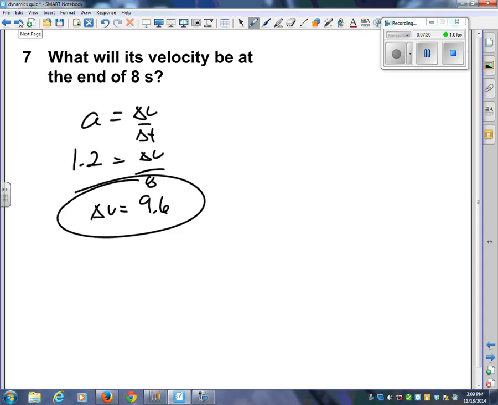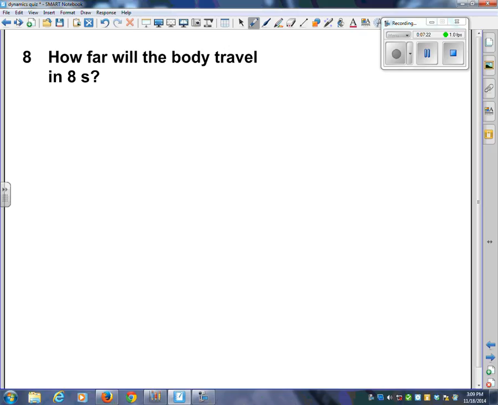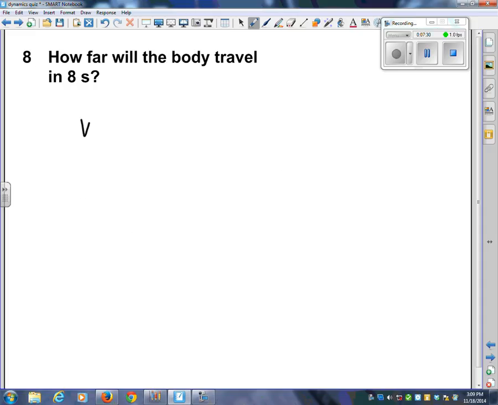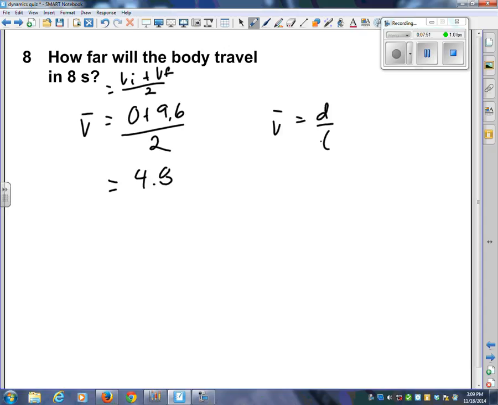How far will the body travel in 8 seconds? Before you can do that, you have to find the average. So if the final is 9.6, you've got 0 plus 9.6 divided by 2. This is right out the equation first. 4.8. Then 4.8 times 8 is 38.4. What was it? 38.4?